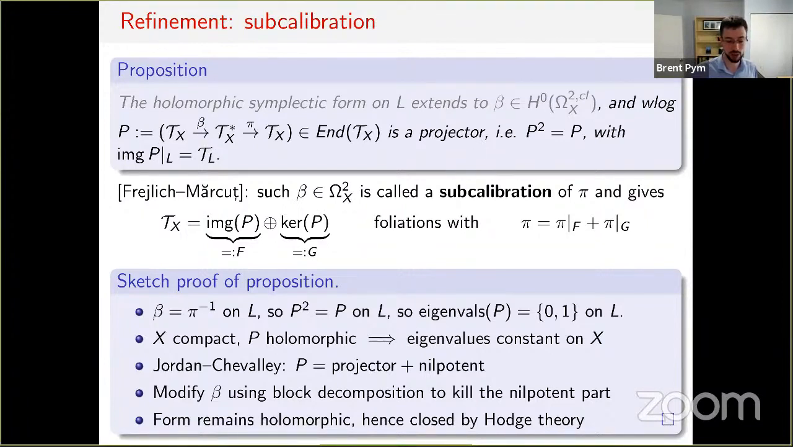And why is it closed? Well, it's closed because it's a holomorphic 2-form on a compact Kähler manifold. So Hodge theory assures us that it is closed. So that's the idea. You build the projector on the symplectic leaf, and then you extend it to some 2-form, and you correct it very slightly to remove this nilpotent part, and then you're good.